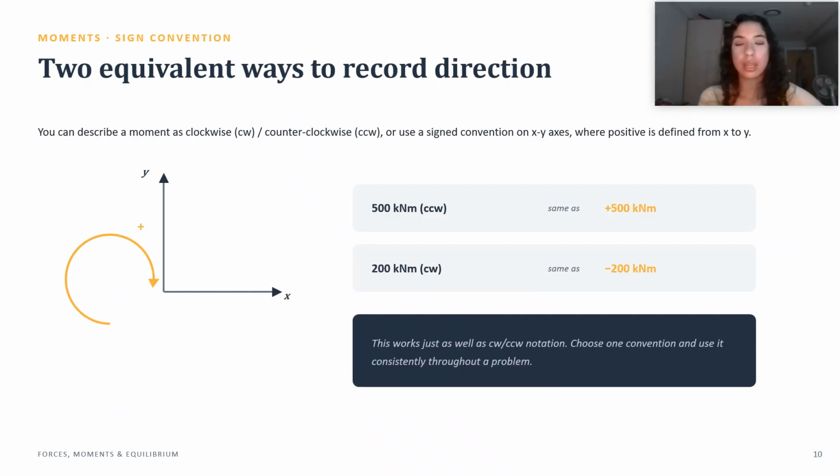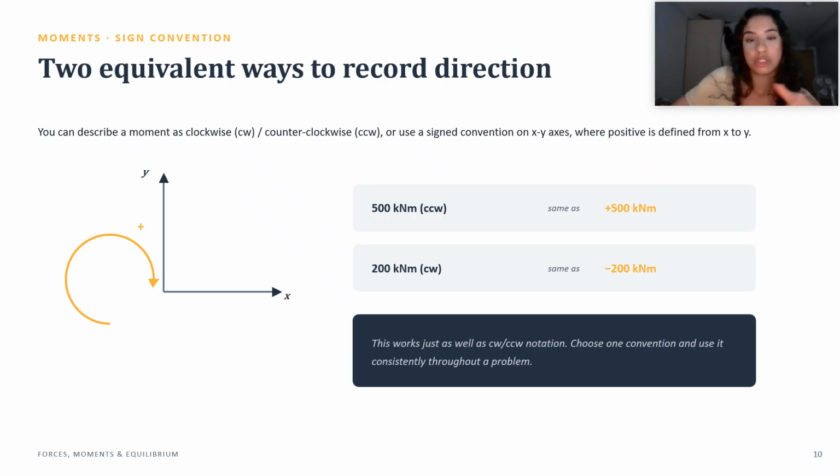Now, we can record the direction in two ways. Just now I talked about how you can find the direction that the moment is going. Since I already explained it, all you have to do is the sign convention on the X and Y axis. So if it helps you better, you can draw the X and Y axis on the line and see how the moment will go.